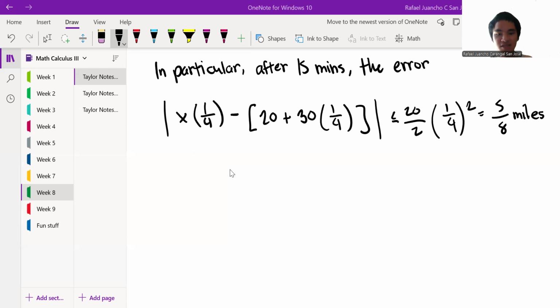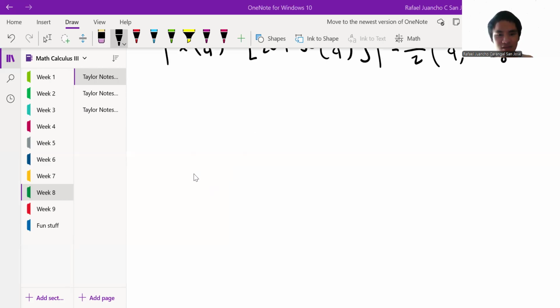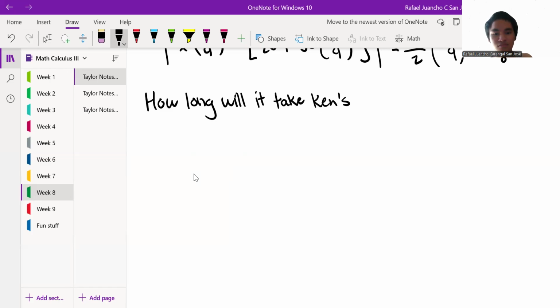Another question we could ask. This is another question. Why did I put my MATLAB on? How long will it take Ken's son to be 25 miles from Ken?